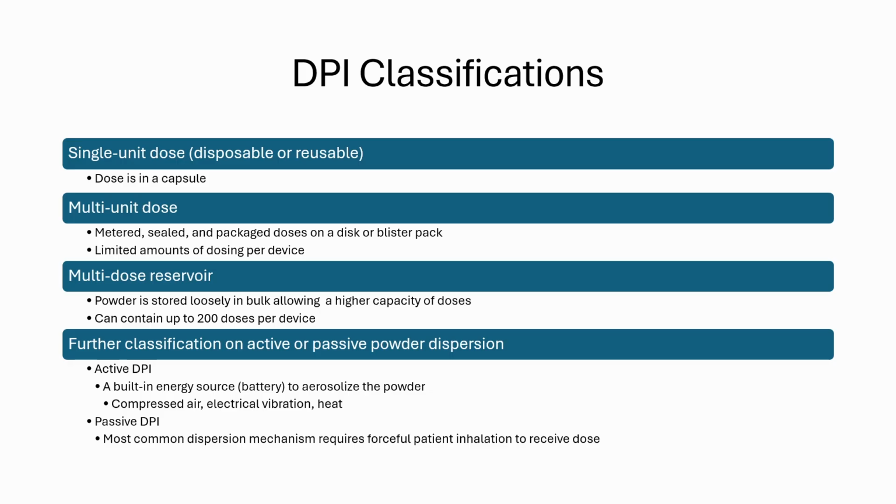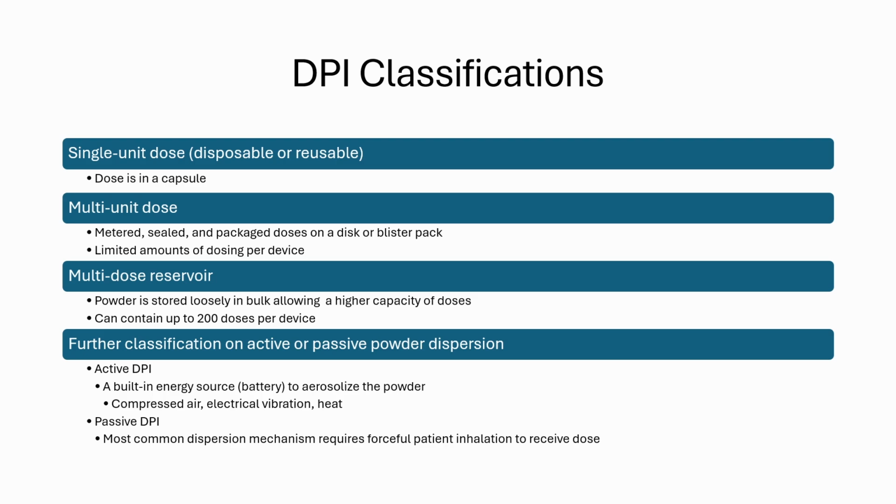Multi-dose reservoir dry powder inhalers include a reservoir where the powder is stored loosely in bulk, allowing a higher capacity of doses, up to 200 doses per device. These often have a rotating mechanism where the base of the device is twisted to use, or a sliding lever or cover, which is slid from one side to the other.